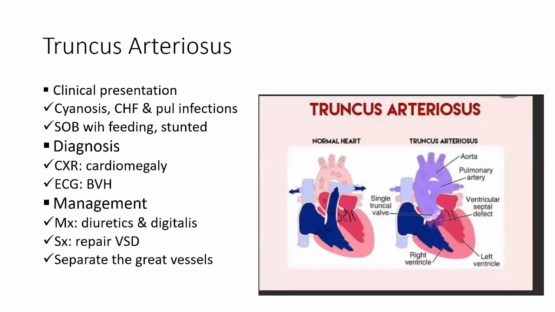And then truncus arteriosus. This is a single arterial blood vessel which arises from the heart. The pulmonary arteries or their branches arise from the truncus arteriosus, and the truncus arteriosus just continues as the aorta. So there's usually a large VSD present with this condition. They usually have cyanosis and also some recurrent pulmonary infections. And then in terms of chest X-ray, they have cardiomegaly, and also the ECG shows some biventricular hypertrophy.